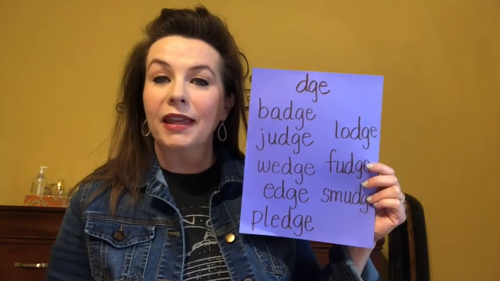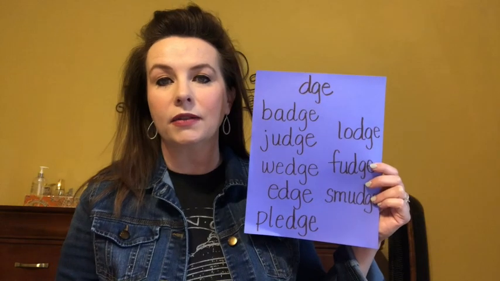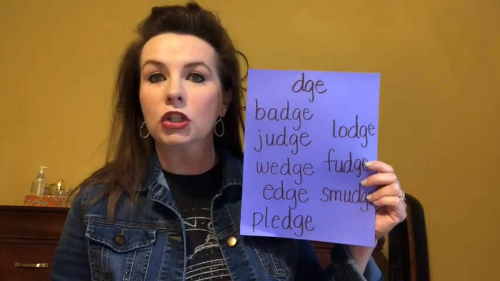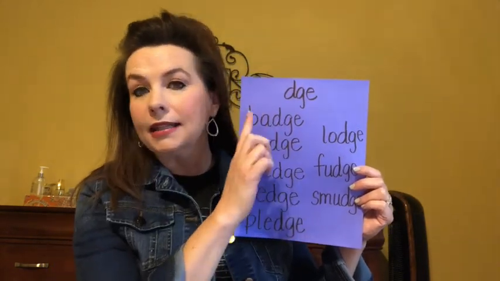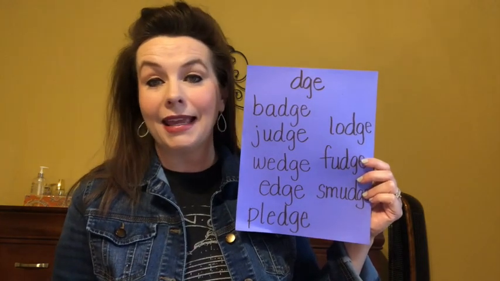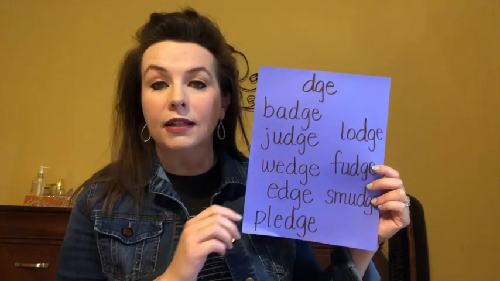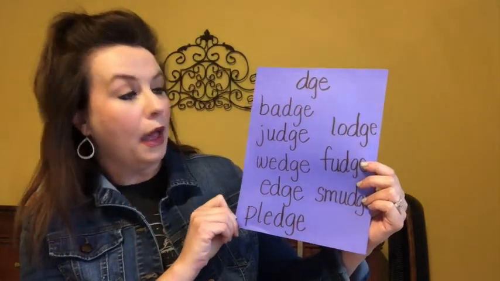Now, these three letters make one sound, the J sound, like the letter J. The D is completely silent. The E, we do not say the E sound. We just say J. Let's look at some of these words.